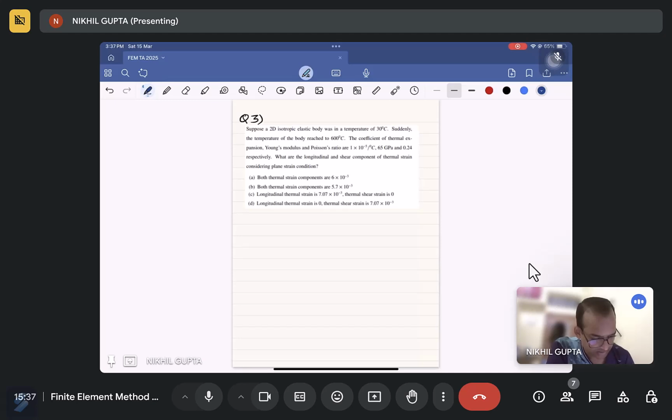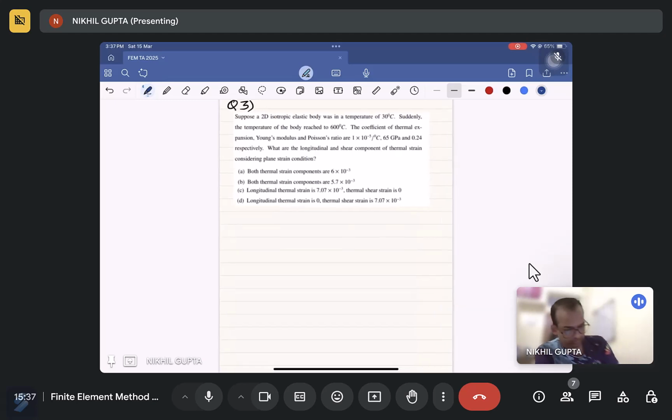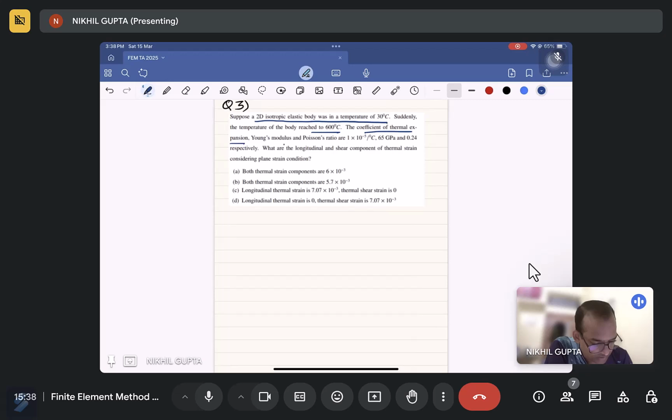It's a thermal problem, a temperature problem. Suppose a 2D isotropic elastic body was at a temperature of 30 degrees. Suddenly the temperature is raised to 600 degrees. Now the coefficient of thermal expansion is given along with the Young's modulus and the Poisson's ratio. What are the longitudinal and shear components of thermal strain considering plane strain condition?